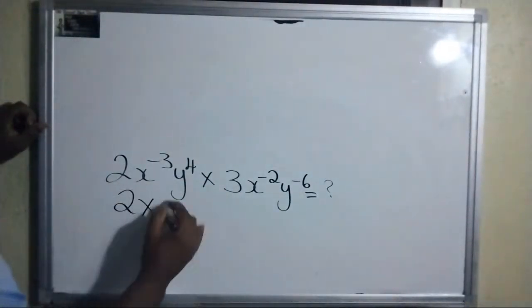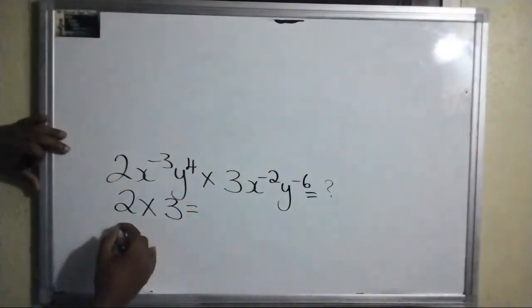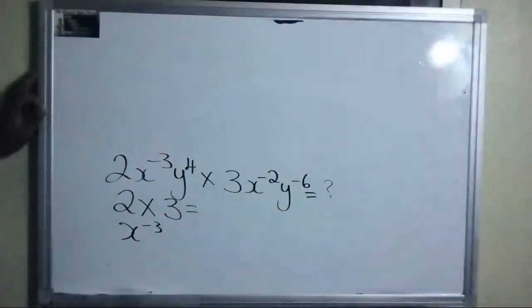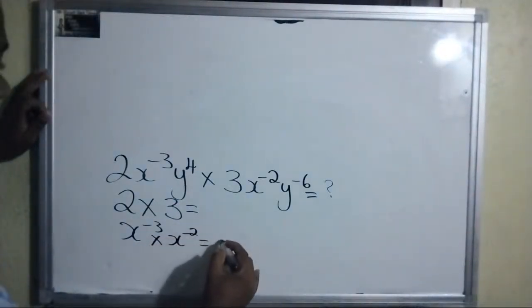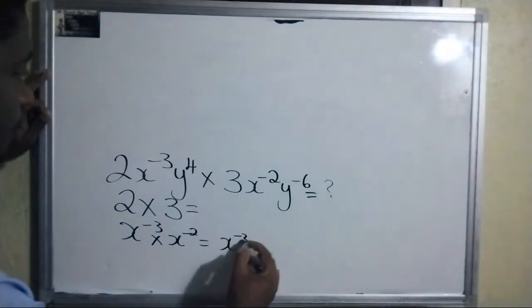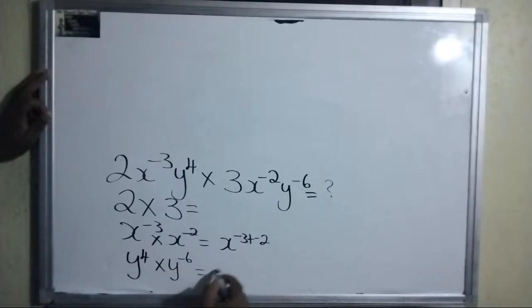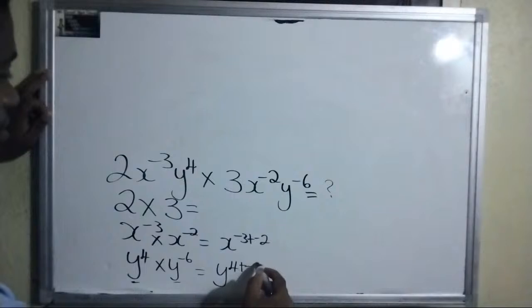2 times 3. She does them separately, right? So x to the 3rd, x to the minus 3. Once the base is the same, add the power, so it will be x to the minus 3 plus minus 2. I will do the same thing with y, which is y to the 4th times y to the minus 6. Once the base is the same, we have 4 plus minus 6.